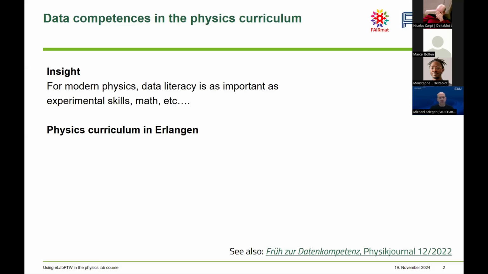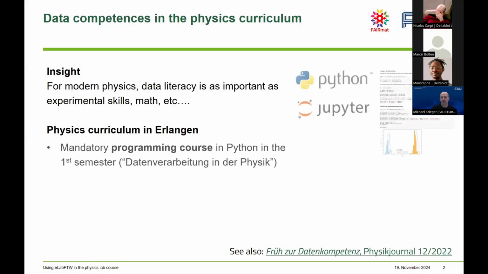As a consequence, in Erlangen, we changed the physics curriculum a little bit, just a little bit, by introducing a mandatory programming course in Python in the first semester, which is, in German, Datenverarbeitung in der Physik, so data processing in physics, where the students learn Python programming, Python scripting in Jupyter notebooks along physics examples. So they get some data, physics problems, and they try to solve this in a Jupyter notebook. They learn how to tweak the data and how to visualize data using Matplotlib, for example.